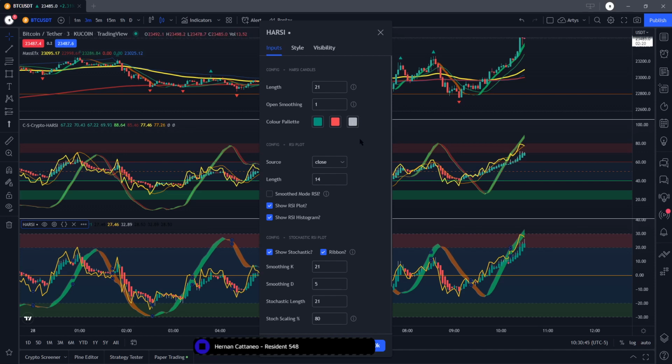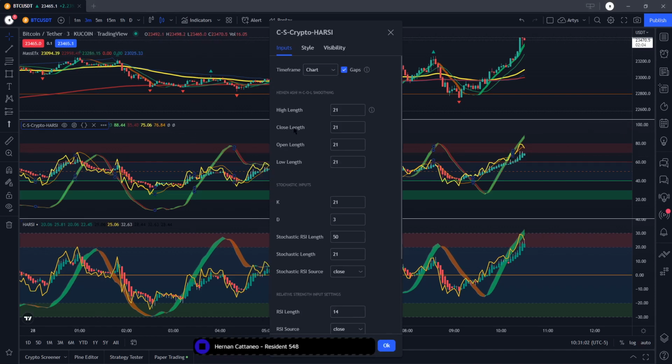So here's the setup, the input window, the configuration window for the old version of the HARSEi. You can see the HARSEi candles. You're allowed to change the length, but only for the opening. In the new version, you can change the high, close, open, and low, so you can set them individually. This is the new version, the Coffee Shop Crypto HARSEi.